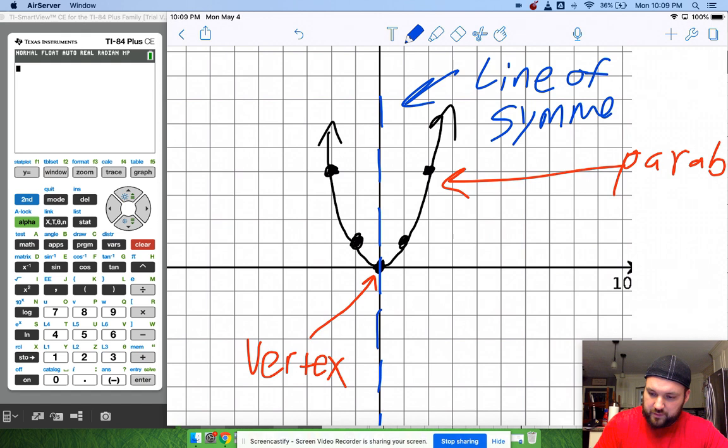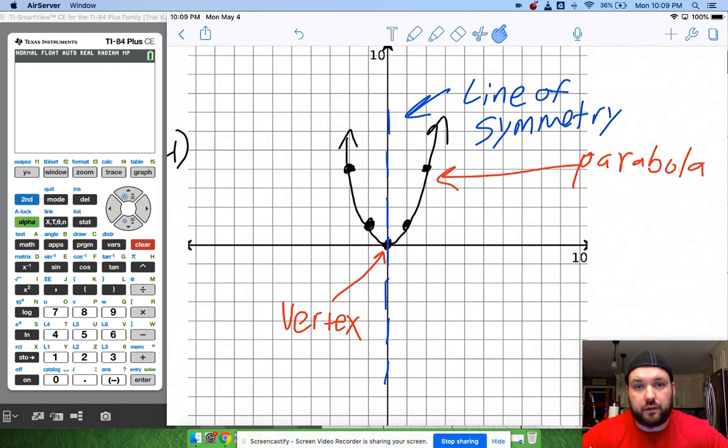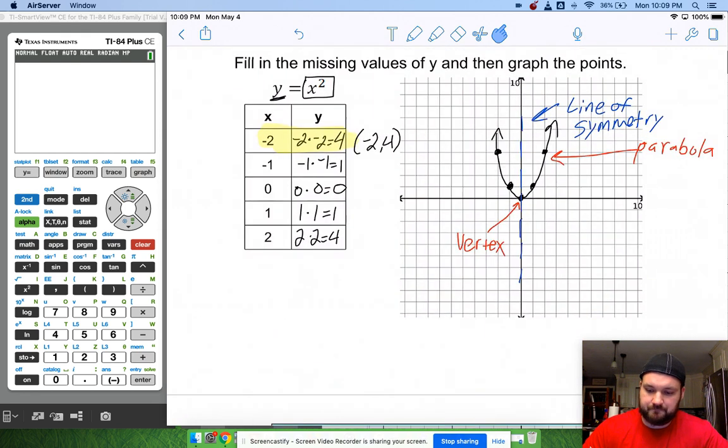But that's just some of the language that you'll see as we go through chapter 9 and the things we have to cover. So the shape is a parabola. The vertex is the most important point, and that's the point that's either at the bottom or sometimes you'll see it's at the top of the graph. And then there's also a line of symmetry that goes through the vertex as well.